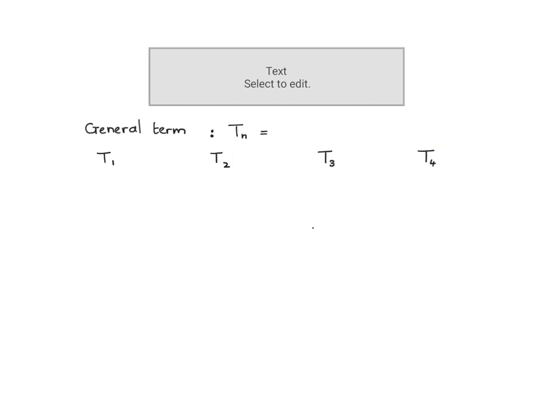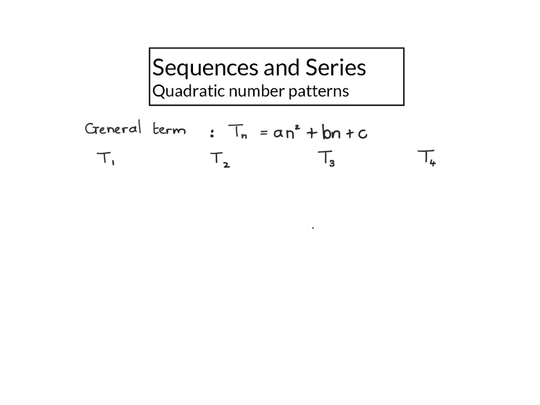In the module on sequences and series, we're first going to look at the quadratic number pattern. The general term, the nth term, is Tn = an² + bn + c, where a, b and c are parameters. So if you substitute n equal to 1, the first term is a + b + c.